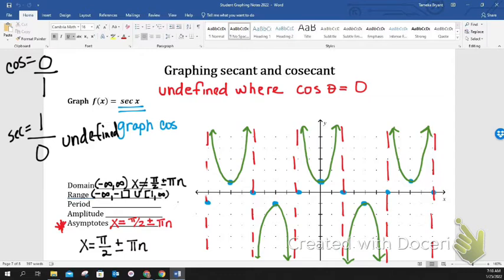Your period is still 2 pi over b. So secant and cosecant, we still use the same formula. So the period is still 2 pi over b. And b is the number in front of x, which in this parent function is a 1. So it's just 2 pi divided by 1, which is 2 pi. And secant and cosecant, we don't have amplitude. So that's the NA.